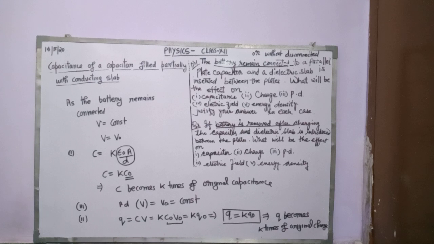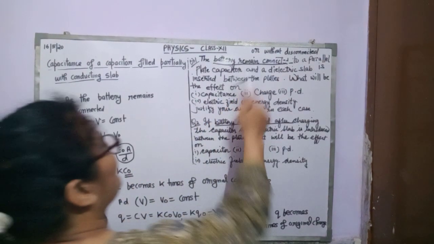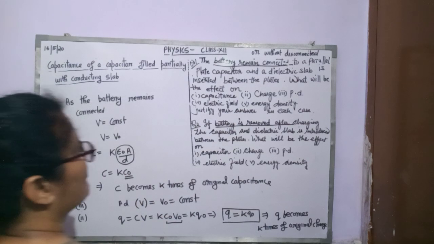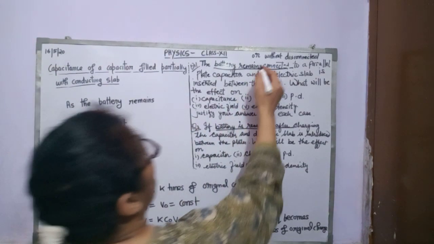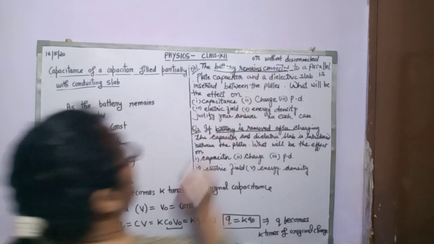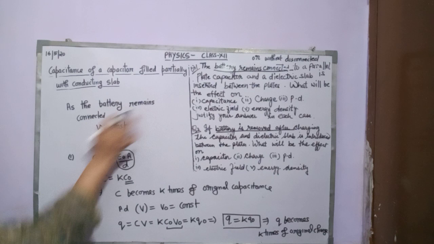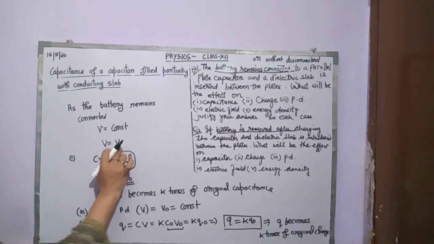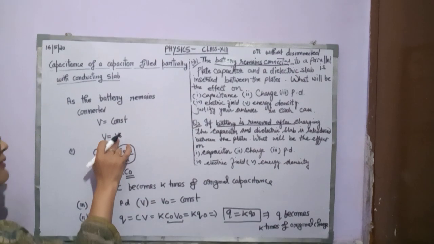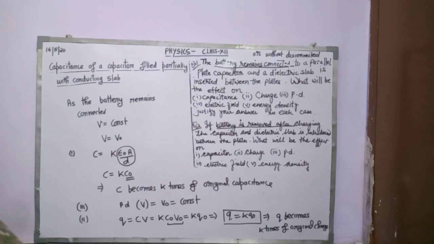Now once again I am explaining. The battery remains connected. That means there is no change in the potential difference between the plates. Battery remains connected, V is equal to constant. V is equal to V naught. V naught means when the dielectric slab is not inserted, and V means when the dielectric slab is inserted.